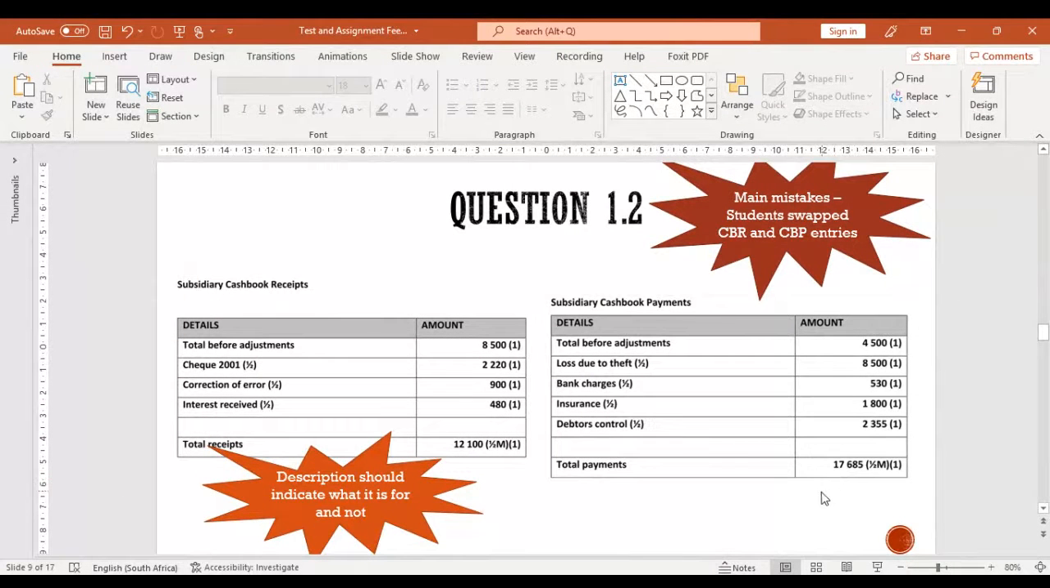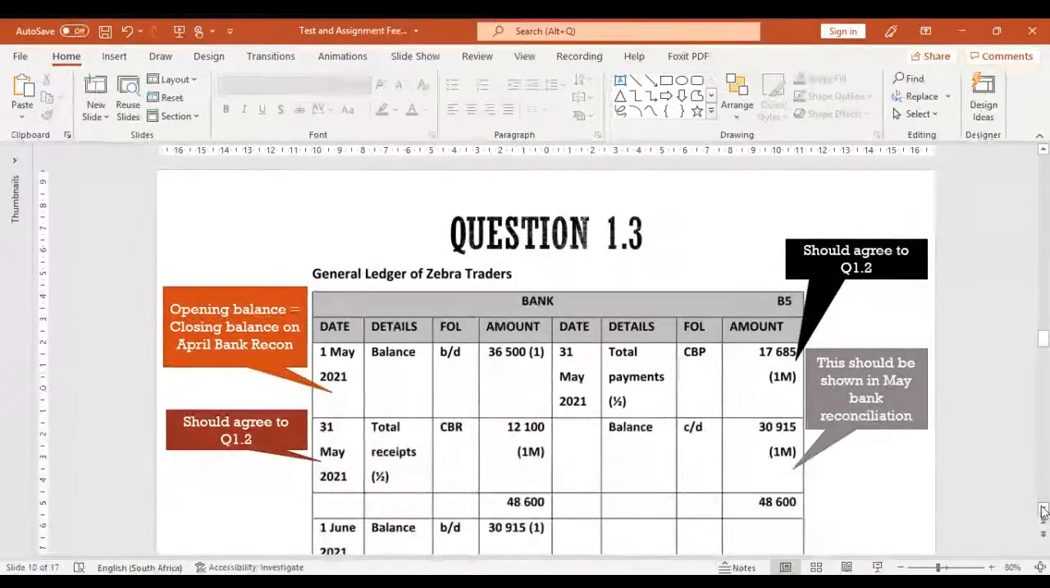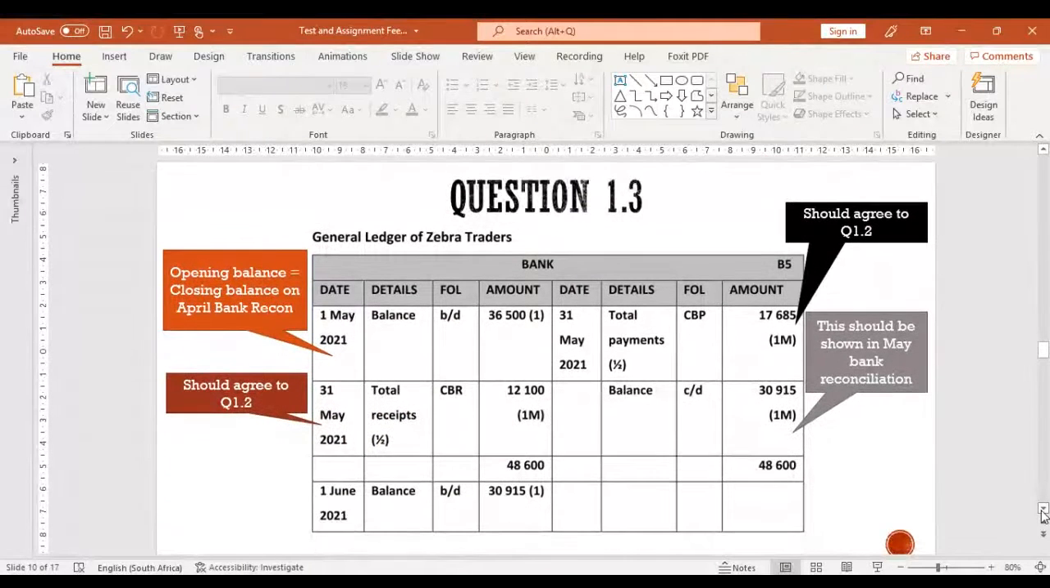And then you would have added all of that together to get your total payments of 17,685. Okay, so that is how you were supposed to do your cash book receipts, cash book payments. Now for question 1.3, we had to do the general ledger account for it.